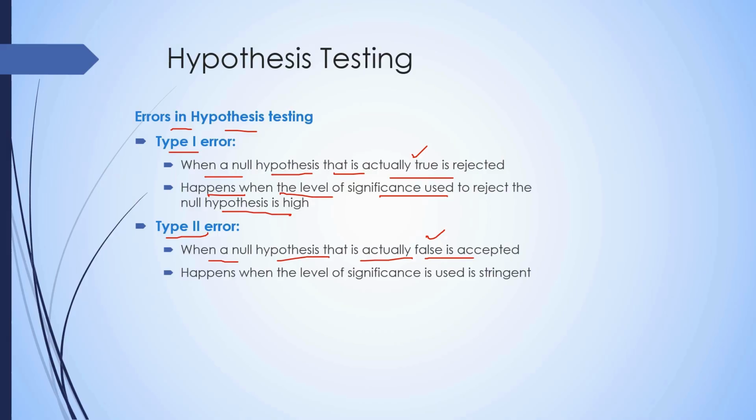Okay, so in the first case, the null hypothesis, which is actually true, gets rejected, which means there is actually no relationship, but you are saying that there is a relationship and then you are continuing with the study. And in the second case, a null hypothesis that is actually false is accepted, which means actually there is a difference between your variables, but you are saying that there is no significant difference and you are accepting that false null hypothesis. Okay, and this happens when the level of significance used is very stringent. Very stringent means what? Very strict. You're using a very strict level of significance. In that case, you end up with a type 2 error.